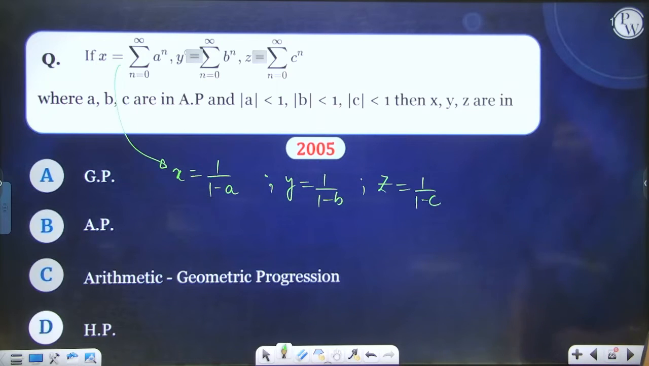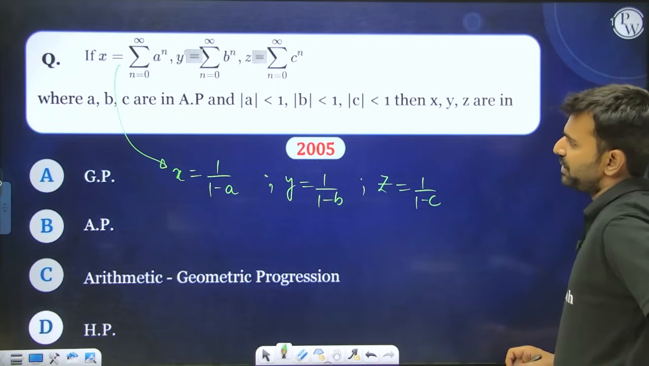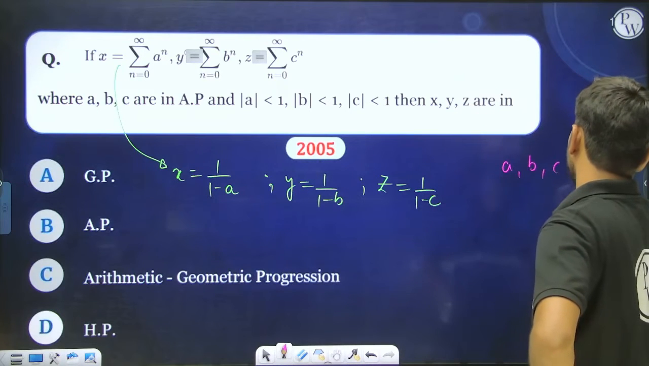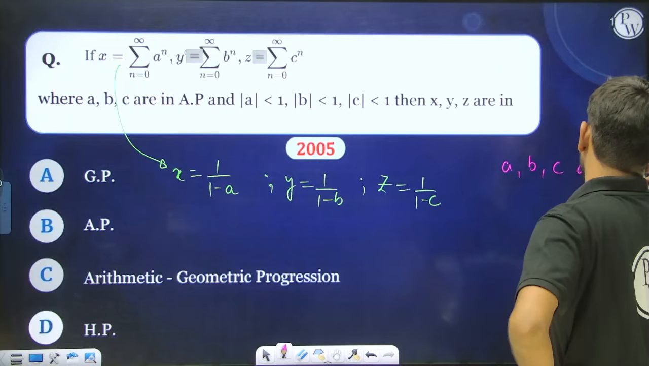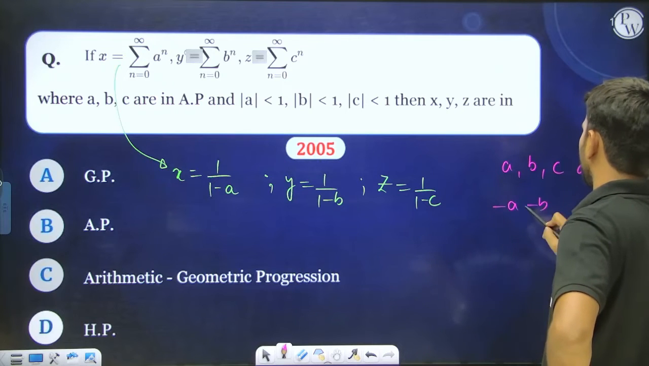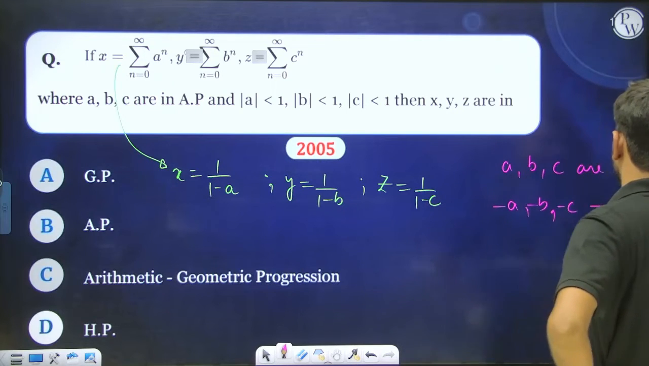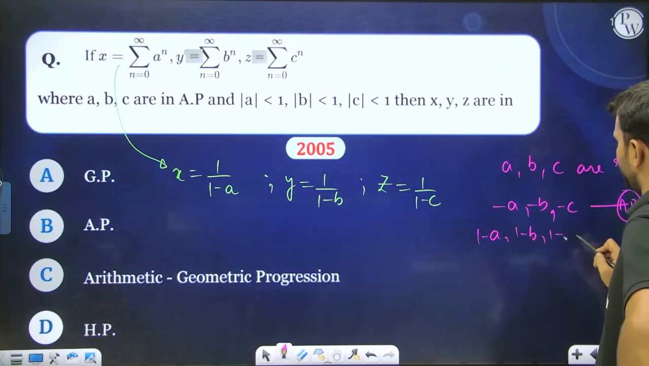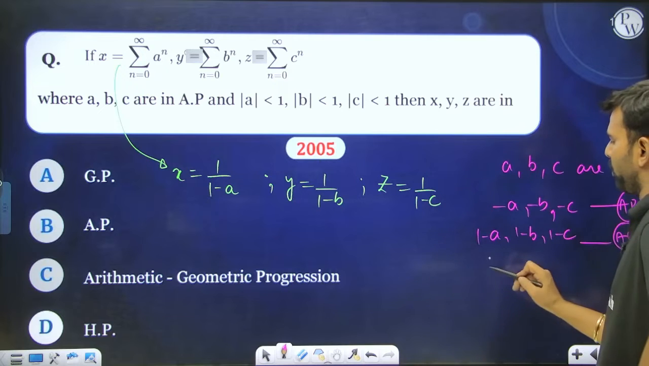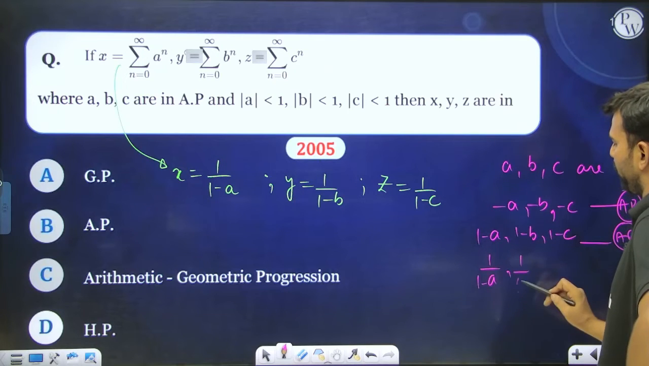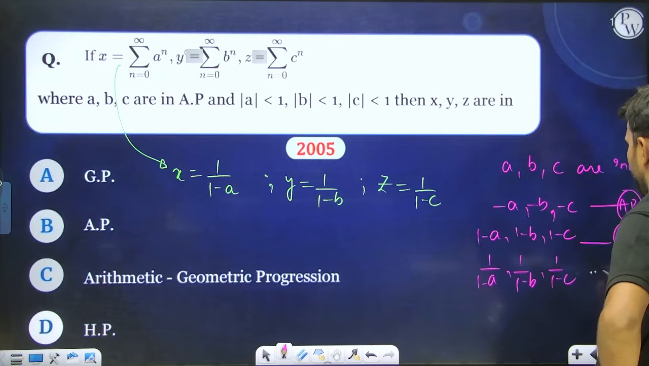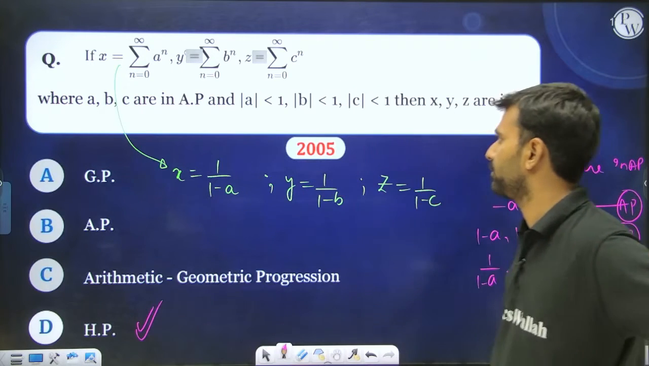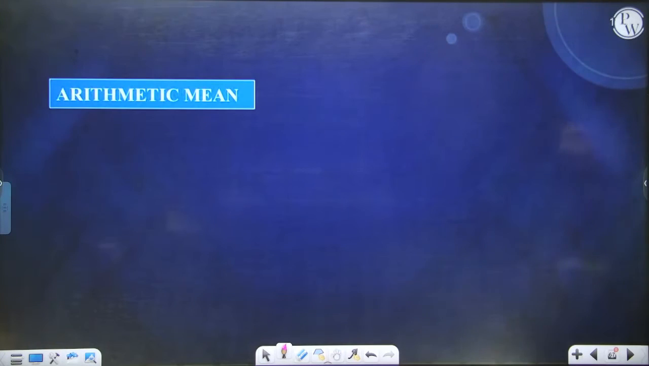So if A, B, C are in AP given to me, then minus A, minus B, minus C will also be in AP only. If we add 1 to all of these, then 1 minus A, 1 minus B, 1 minus C will also be in an AP. If we take the reciprocal of this, the reciprocals are going to form an HP. That's it. So the answer is going to be this, D, right? This was a problem asked in 2005.